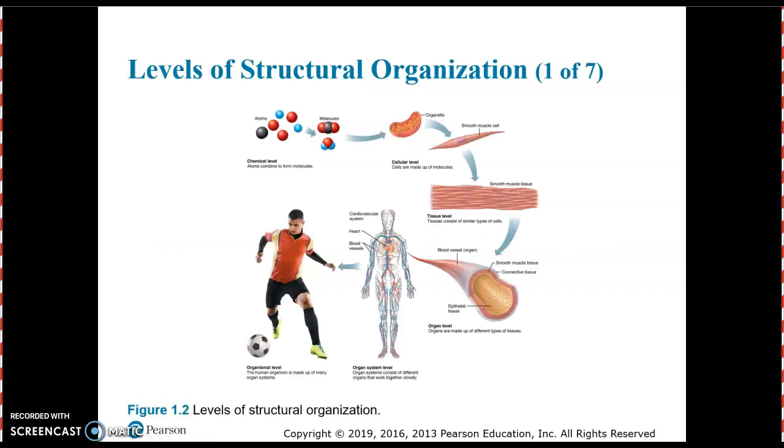And here's a diagram that illustrates it a little bit better. So these are atoms. It looks to me like the red ones are oxygen, the black one is carbon, and the little blue ones are hydrogen.